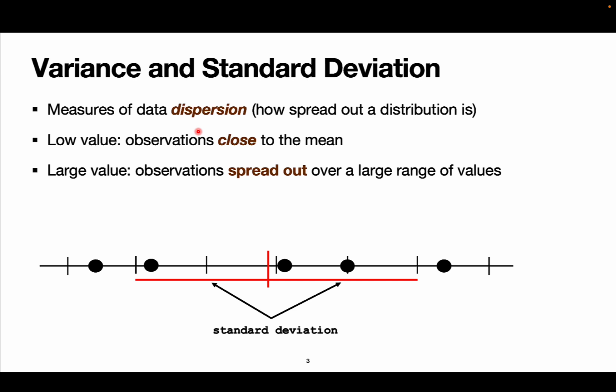So if the variance and standard deviation are low, that means that the observations are very close to the mean. On the other hand, larger variance and standard deviation would mean that the data points are more spread out from the center, which also means more variability and a wider range of values.